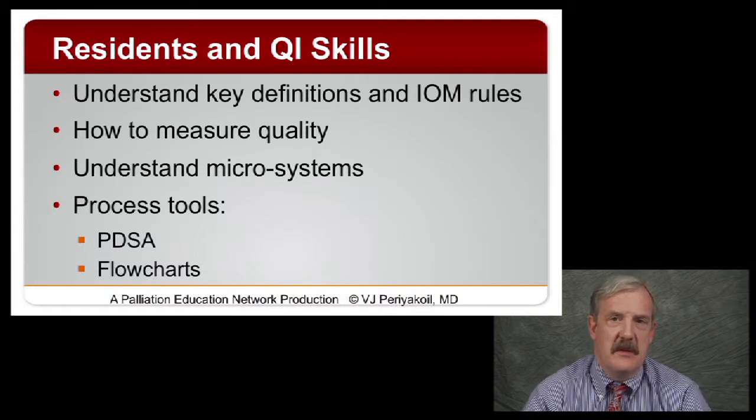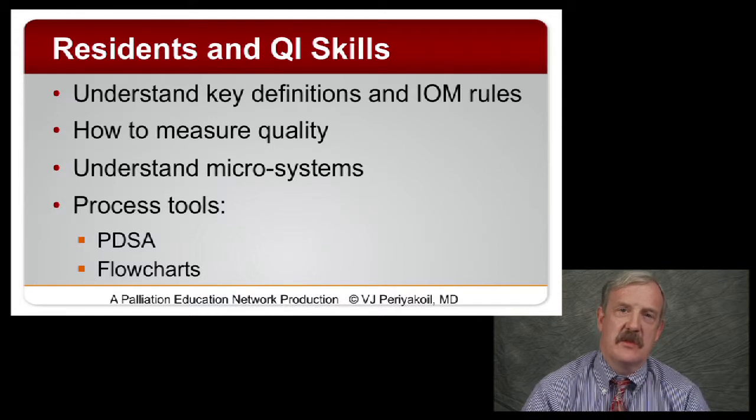And I would strongly recommend that residents at least read the executive summary to the Crossing the Quality Chasm report from the Institute of Medicine almost 10 years ago now. As we mentioned earlier, they have to know how to measure quality, and that means using performance measures. We've talked a lot about microsystems, how important it is they understand that. But I also want to focus on two particular important process tools. Again, tools that will help them identify a problem within their microsystem with regards to quality, and then gives them a process on which to improve it.